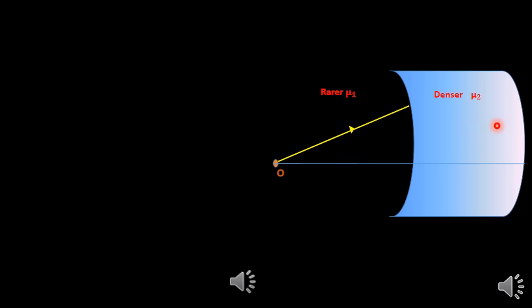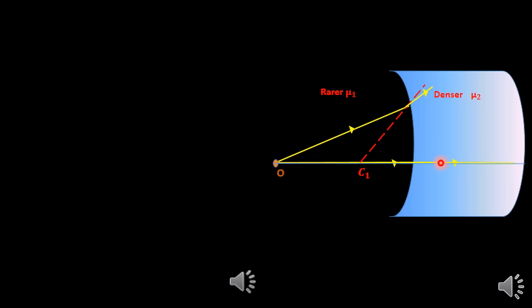Then the line connecting the center of curvature of the first surface C1 and the point of incidence is the normal at the point of incidence for the first surface. Since light is propagating from rarer to denser medium, it bends towards the normal of the denser medium. Consider another ray which is incident normal to the concave surface of the denser medium and hence propagates without any deviation from the incident direction.